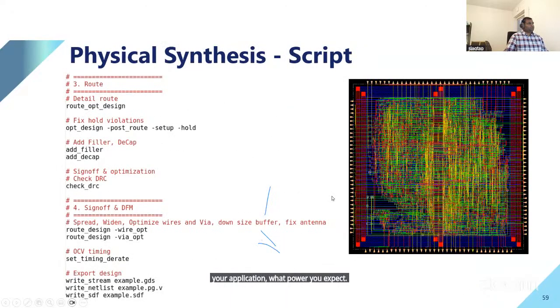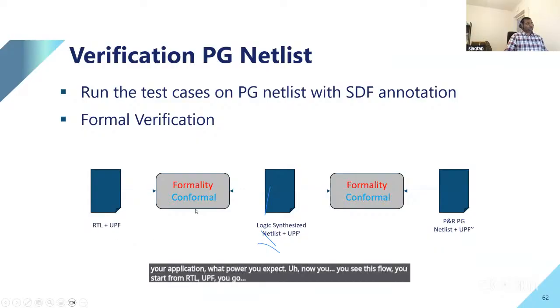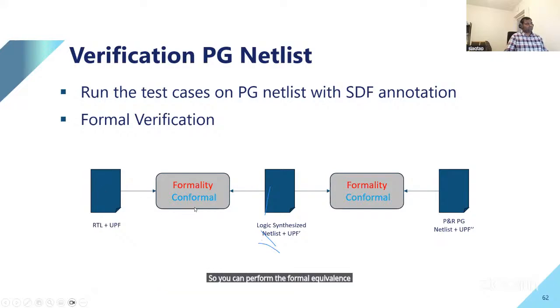Now you see this flow. You start from RTL, UPF, you go to synthesis, you get the synthesized netlist, UPF, then you go to the place and route tool, you get the place and routed PG netlist and UPF. So you can perform the formal equivalence check between these two guys and these two guys. So basically indirectly you're performing a check between these two guys.